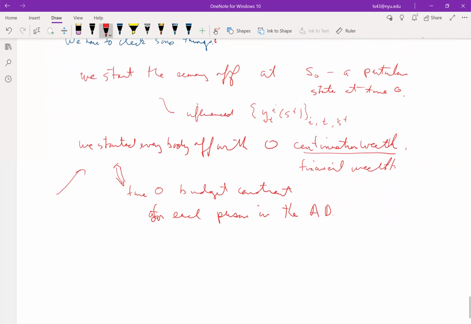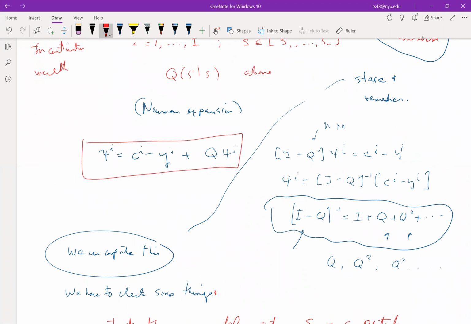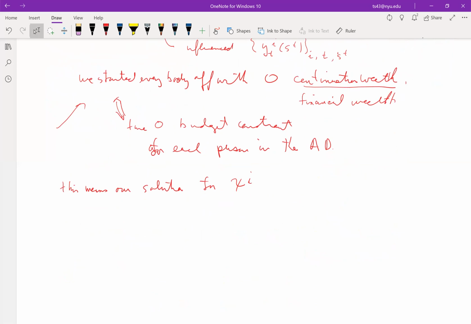Well, think about that for a minute. So this means our solution for psi I, which I'm going to get with this Bellman equation, must satisfy psi I of S0 equals 0 for all I, for the particular S0 we started the economy at.